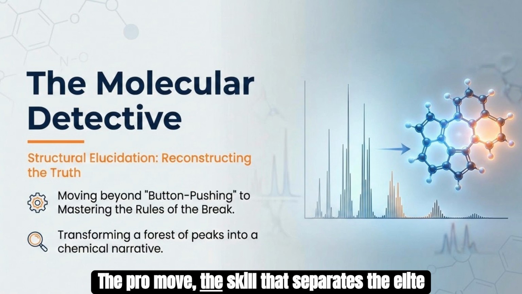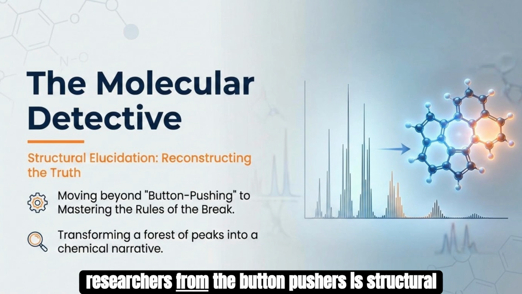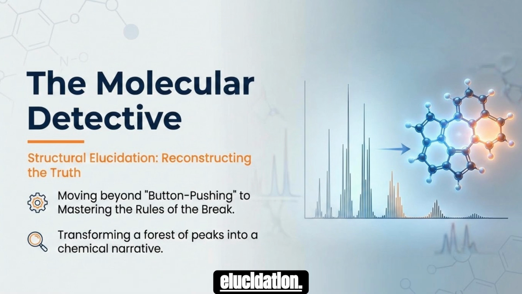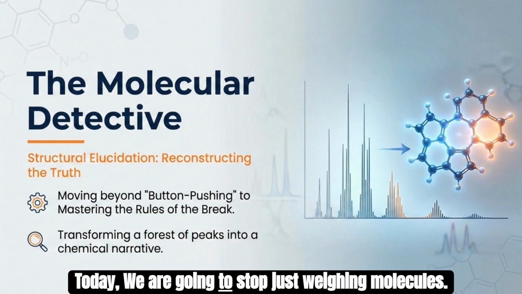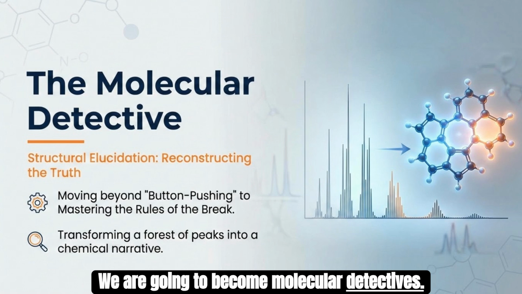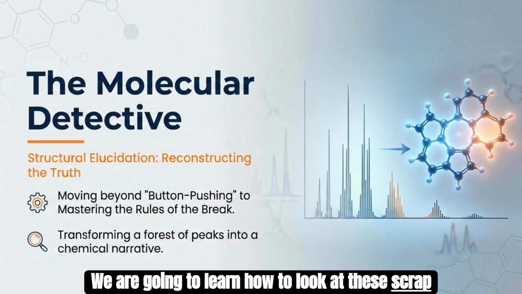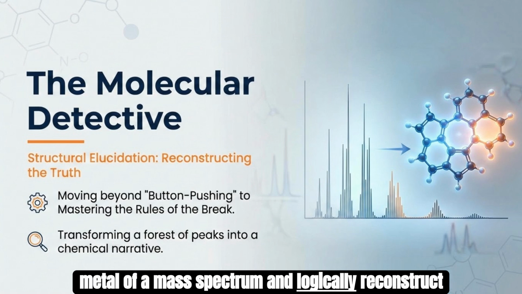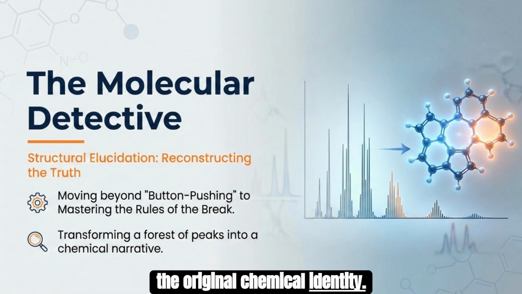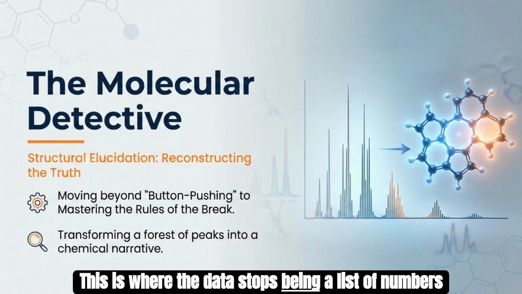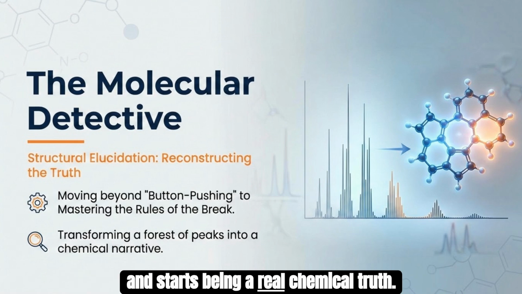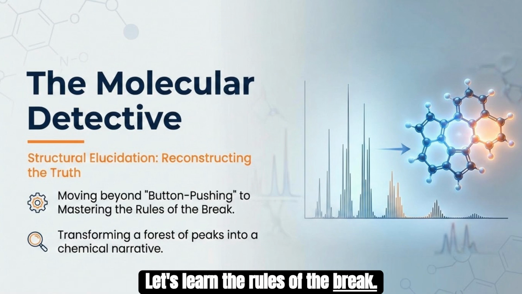The pro move, the skill that separates the elite researchers from the button pushers, is structural elucidation. Today, we are going to stop just weighing molecules. We are going to become molecular detectives. We are going to learn how to look at the scrap metal of a mass spectrum and logically reconstruct the original chemical identity. This is where the data stops being a list of numbers and starts being a real chemical truth. Let's learn the rules of the break.